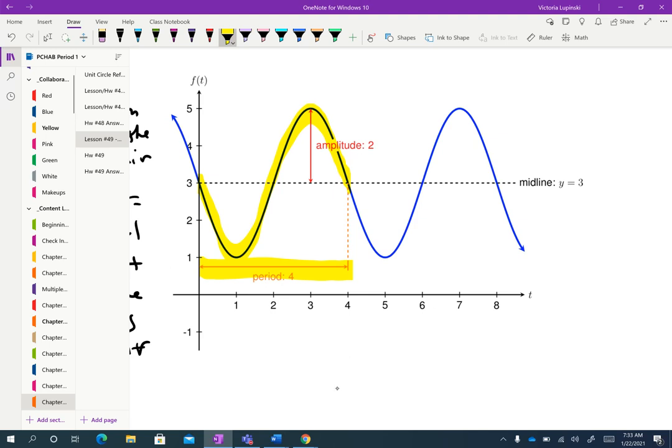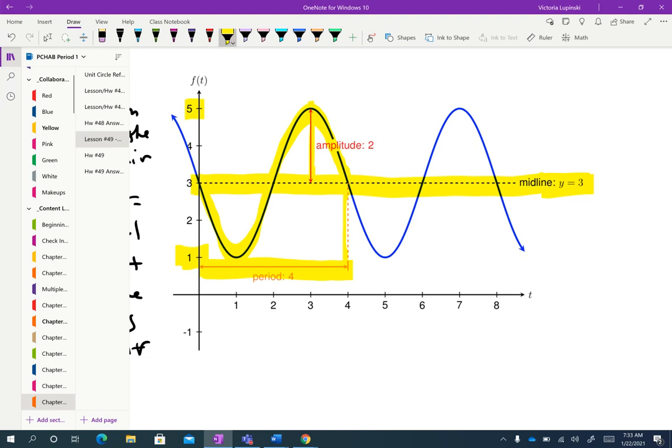Then notice you have the midline that's cutting the y values in half. So hopefully you notice your highest y value is 5, your lowest y value is 1. So the midline has to go through the middle. And of course, the middle of 1 and 5 would be 3. Then notice that the amplitude is the distance from the midline to the top or the midline to the bottom. So that would be exactly 2 units, whether you went up or whether you went down.